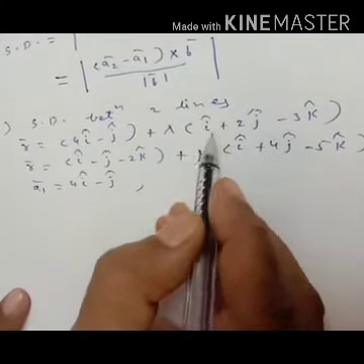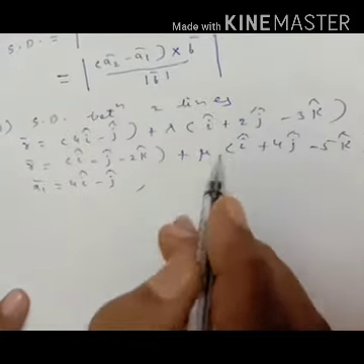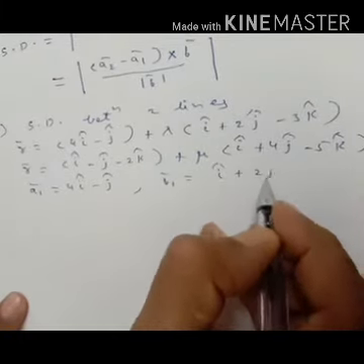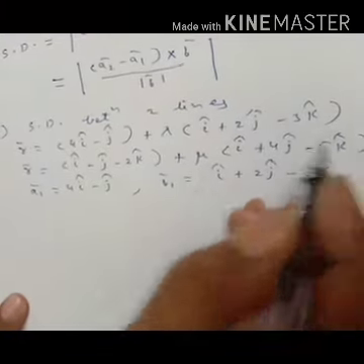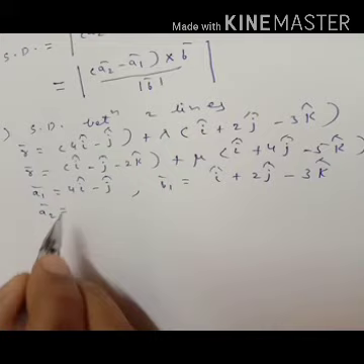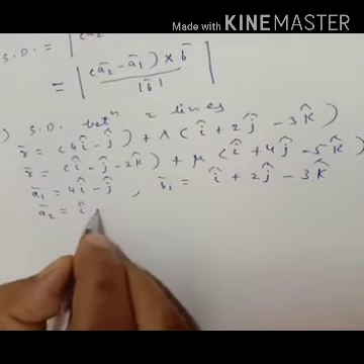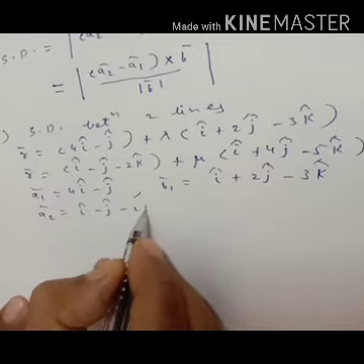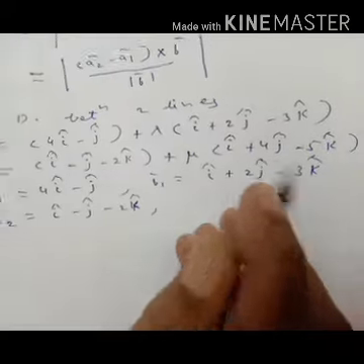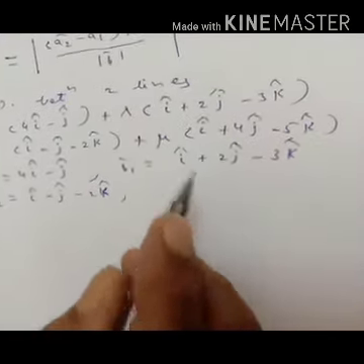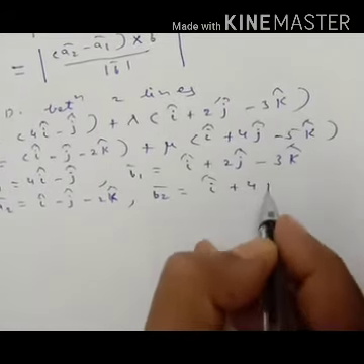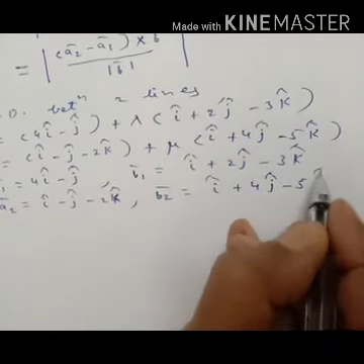So a1 bar is 4i minus j. The coefficient of lambda in the bracket is a vector which is parallel to the first line. Let us denote it by b1 bar: i plus 2j minus 3k. For the second line, this is the position vector of one point on the line. We shall denote it by a2 bar: a2 bar is i minus j minus 2k. The coefficient of mu is a vector parallel to the second line, b2 bar: i plus 4j minus 5k.